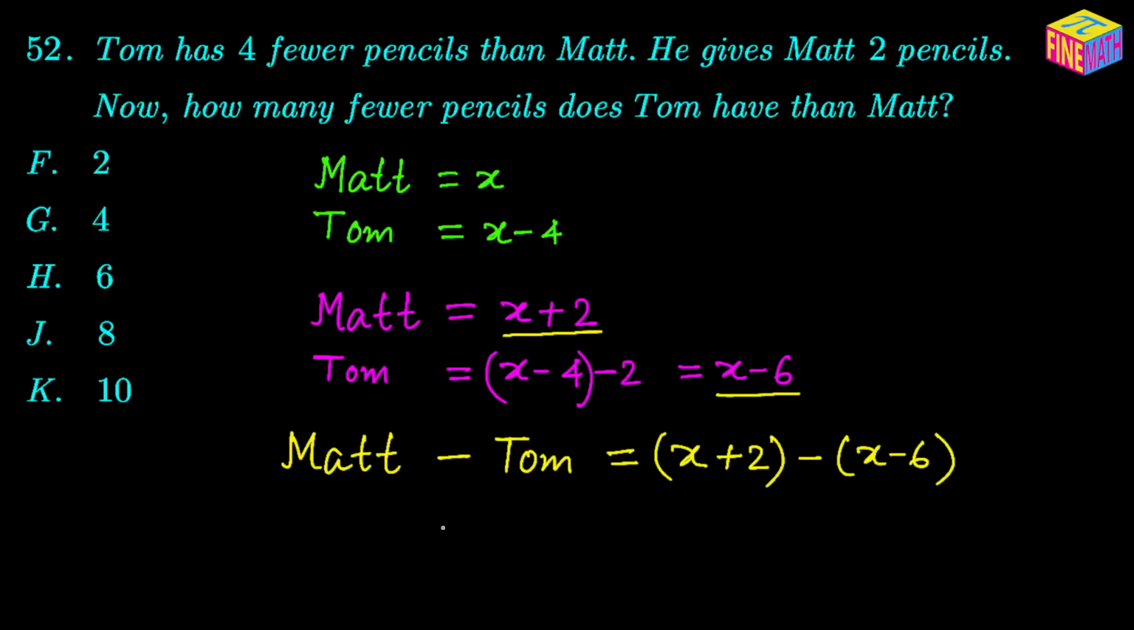And if we simplify this, this will turn out to be X plus 2 minus X plus 6, if we remove the parenthesis. And as you can see, the positive X and the negative X will cancel each other, and we are going to be left with 8. So that is plus 2 and plus 6, that is positive 8. And that is our answer. That means now Tom has 8 fewer pencils than Matt. And if you look at our answer options, we have 8 under option J. So option J is the correct answer.